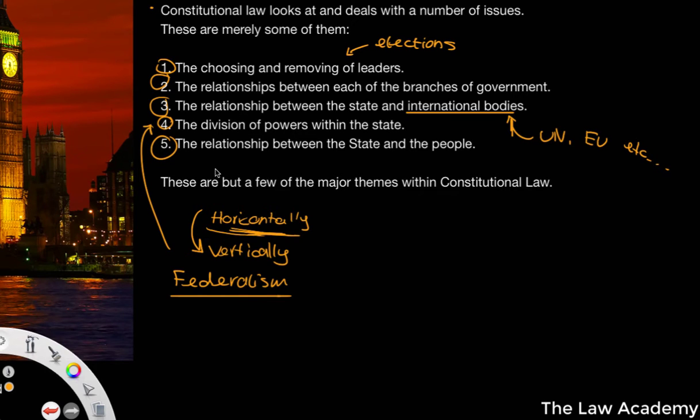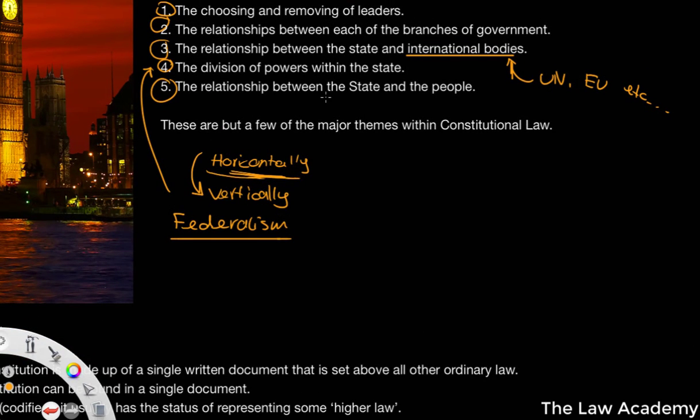But the fifth major aspect of constitutional law is the relationship between the state and the people. How the state and the people operate within each other is a very fundamental principle when we're talking about issues of human rights, and about elections as well, how the people are involved in the choosing of parliamentary representatives, etc. We also talk about things like police powers, and the way in which public order legislation operates within the United Kingdom.